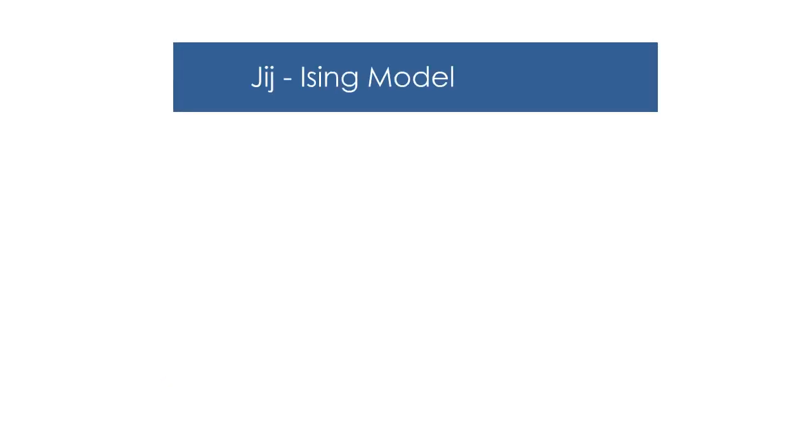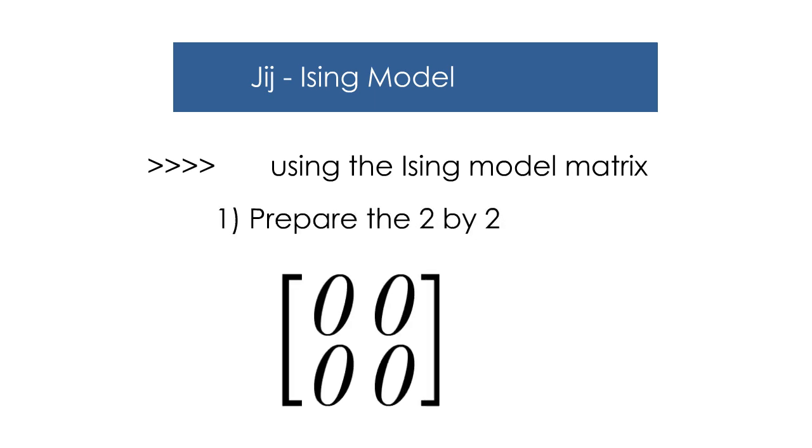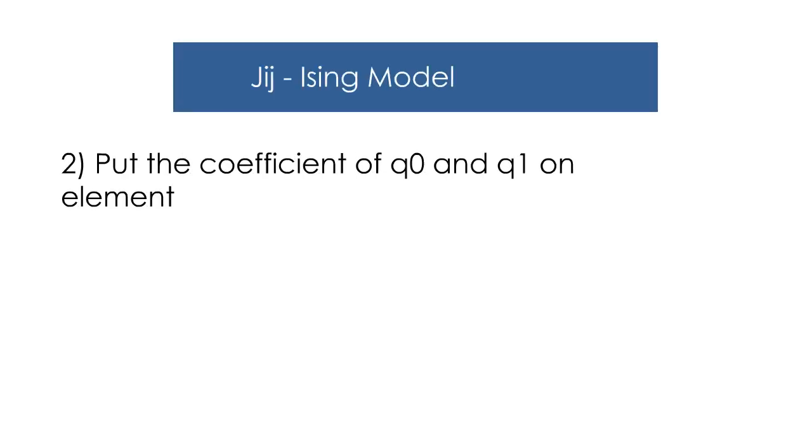Now we are going to calculate this equation using the Ising model matrix. The matrix has the coefficients of the above equation. First, we have to prepare the 2x2 matrix because now we have Q0 and Q1. Next, we have to put the coefficients of Q0 and Q1 on the diagonal element.